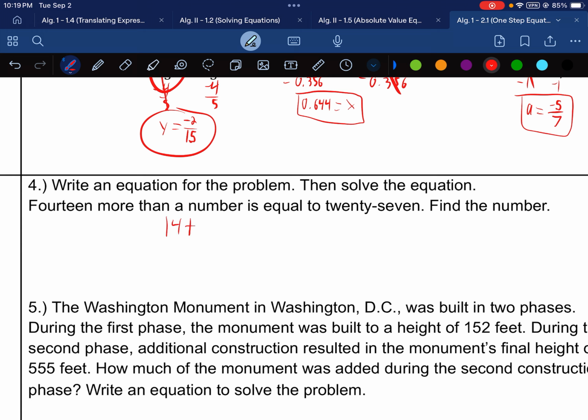14 more than a number. So 14 more than, plus a number, your variable, I'll call it x, is equal to 27. So I'll write 27, and boom, I have my equation, just taking it piece by piece from left to right.